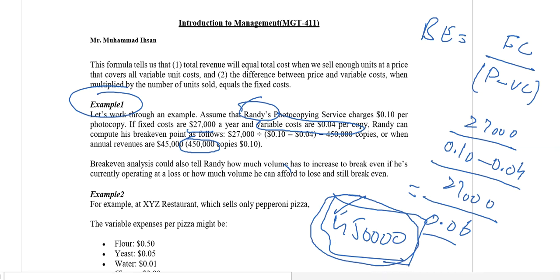So these were three tools, students, which we have tried to understand today. Number one, budgeting. Number two, scheduling. And number three, break even. So this was all from week number 9.